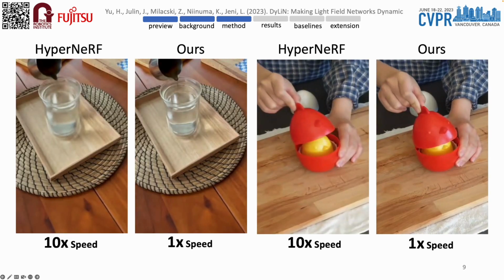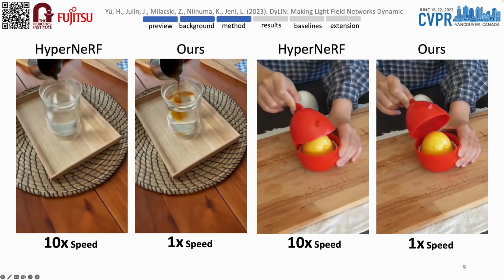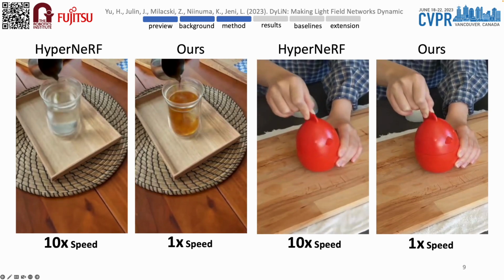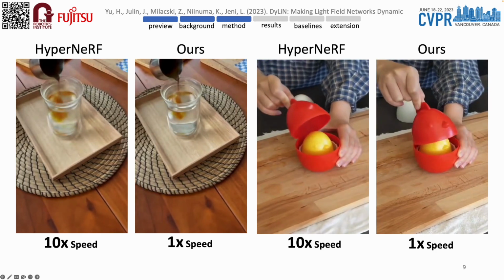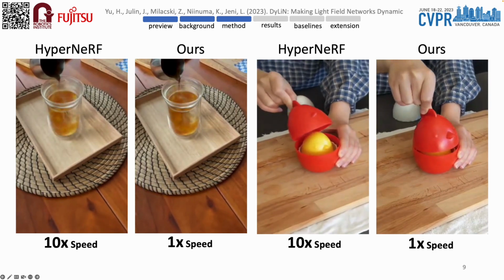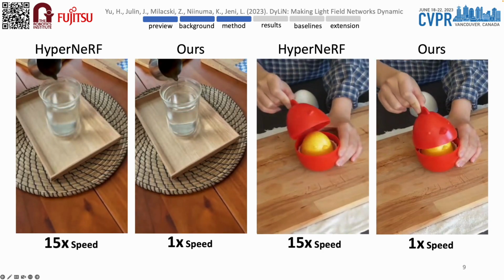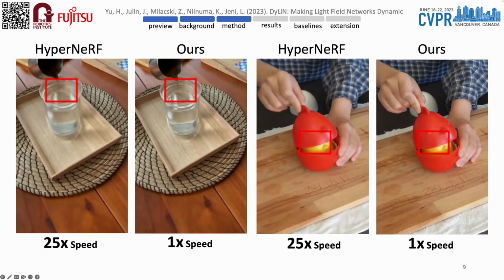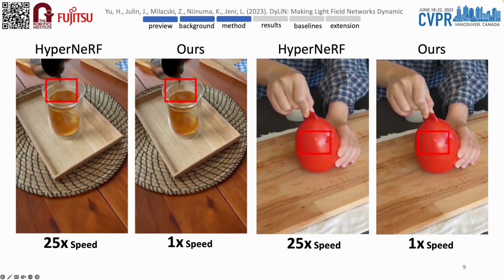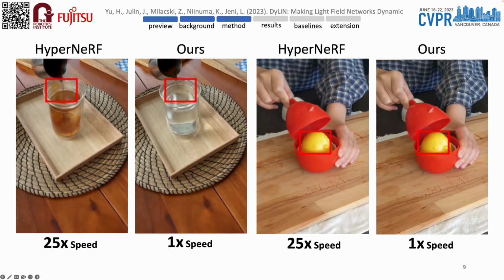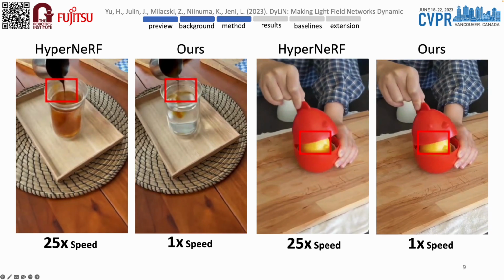DyLiN can handle both non-rigid deformations and topological changes while having an order of magnitude faster rendering time than previous methods. For HyperNeRF to match the rendering speed of DyLiN, we require not just a 10 or 15 times improvement, but rather a 25-fold increase in speed. Our method is not just faster at rendering, it is also significantly better at preserving fine details such as the coffee pouring and the reflection on the chicken's eye.